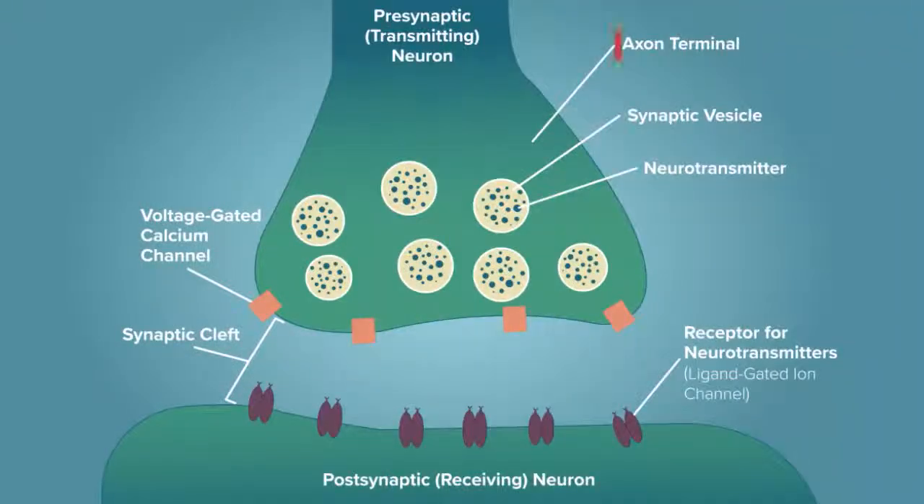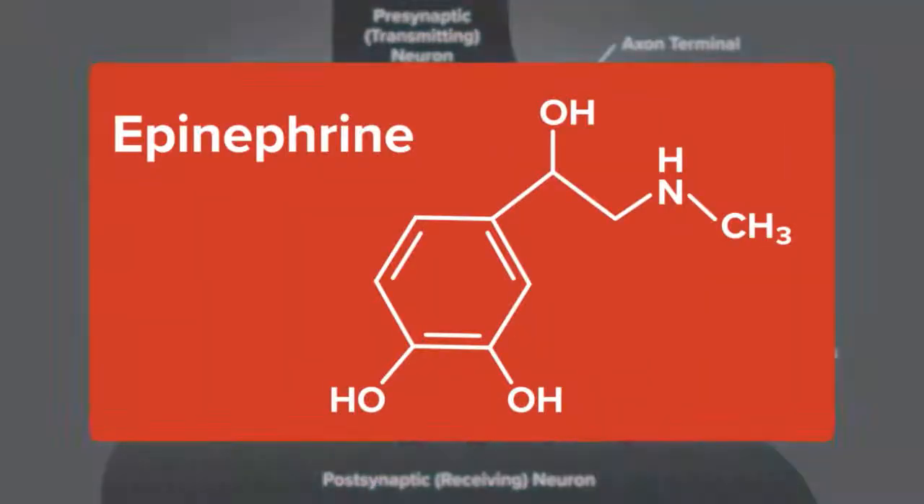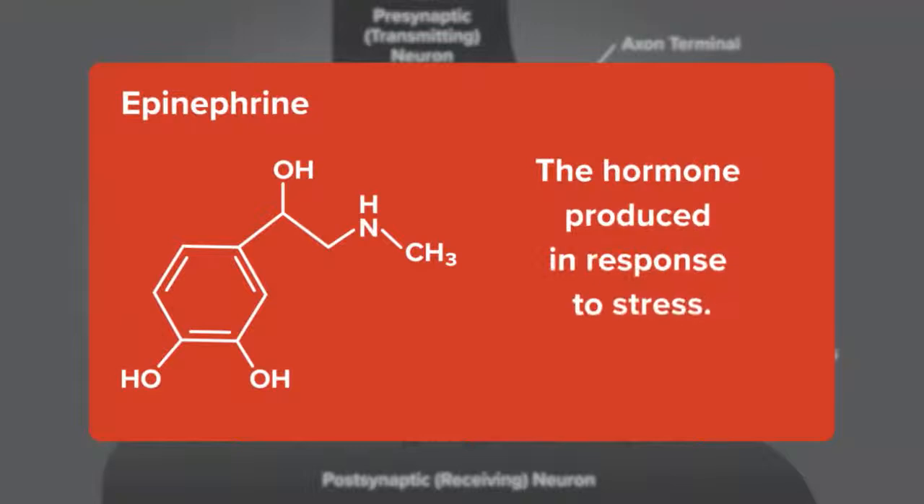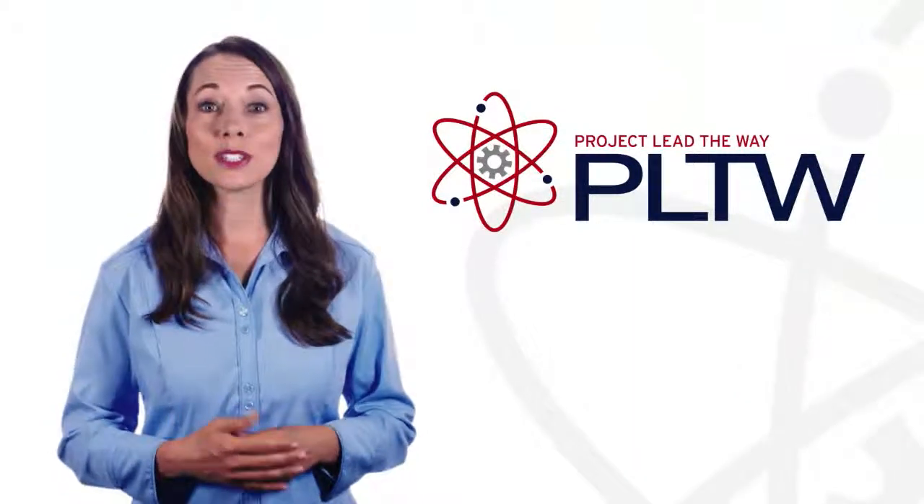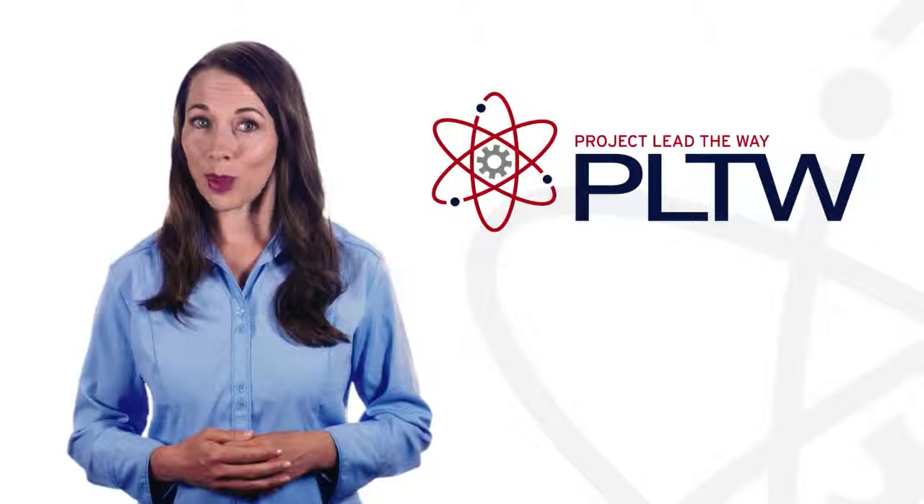The end of the axon, called the axon terminal, contains small sacs or vesicles that contain chemical signals called neurotransmitters. Different classes of neurons contain different types of neurotransmitters. You may have heard of the neurotransmitter epinephrine, the hormone produced in response to stress, also referred to as adrenaline. It is the coordination of both electrical and chemical signals that allows you to sense, to think, and to respond.